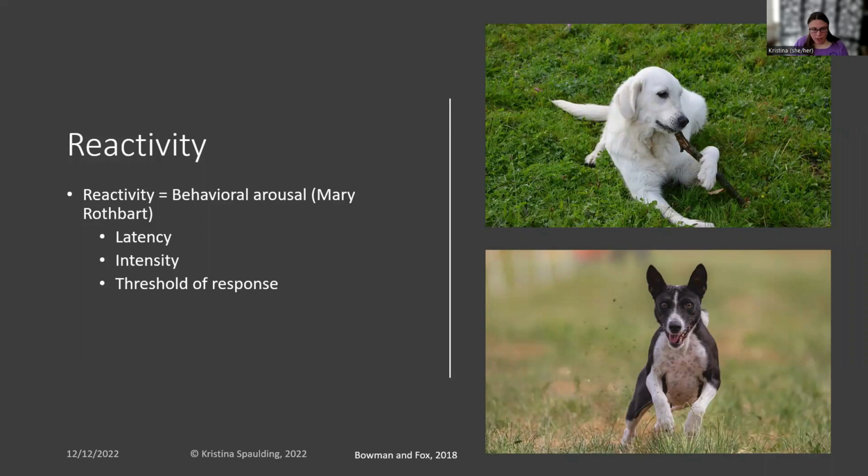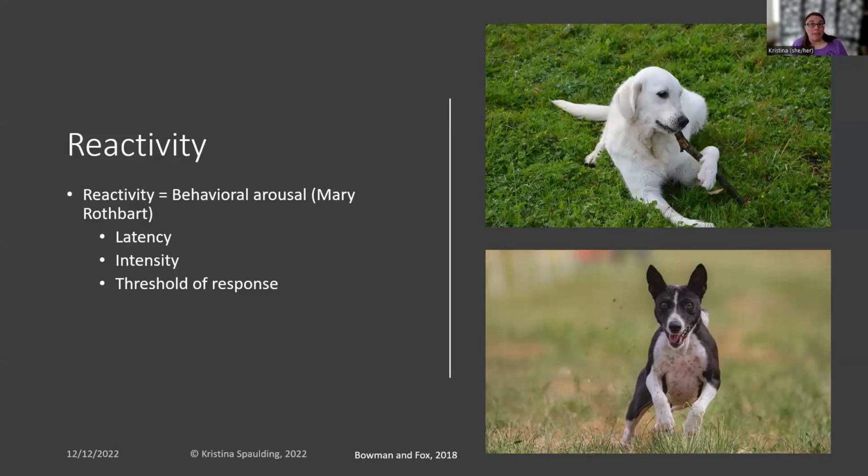This is often equated with behavioral or physiological arousal, emotional reactivity. There are different definitions of it, but this one is my favorite. It refers to latency, intensity, and threshold of response. Latency is just sort of how rapidly does the emotion increase, and then intensity is how high is the peak. And then the threshold of response is sort of how easily is that emotion triggered.